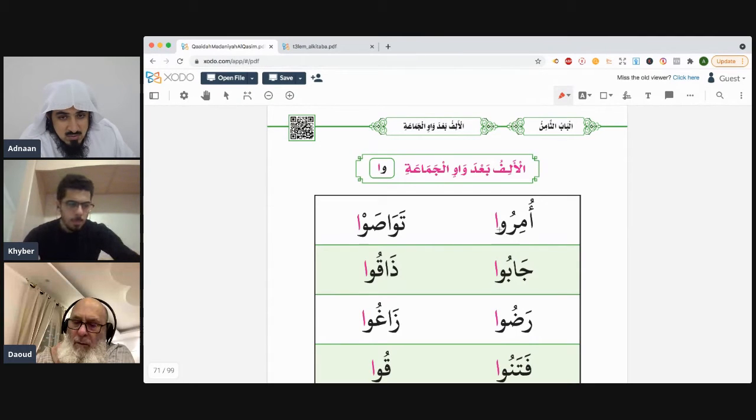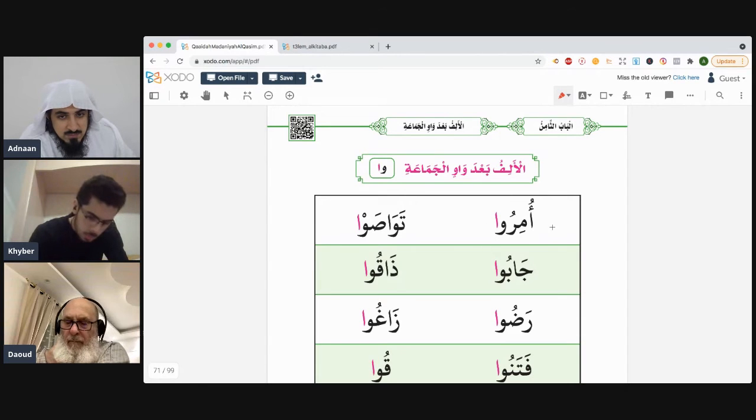After this waw, you've got an alif. This alif is just written there, but it's silent in terms of pronunciation. It's just to show that this verb is talking about plural. So "they were ordered to" is the meaning, instead of "he was ordered", he as one person. So you would read this as umiru, exactly as the previous lesson. They're just showing you this to signify plural.